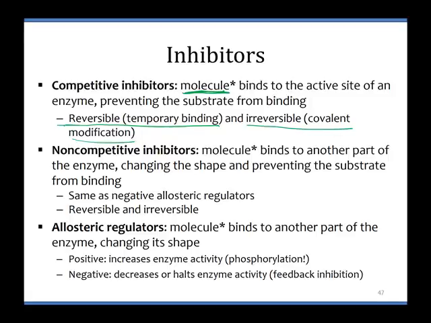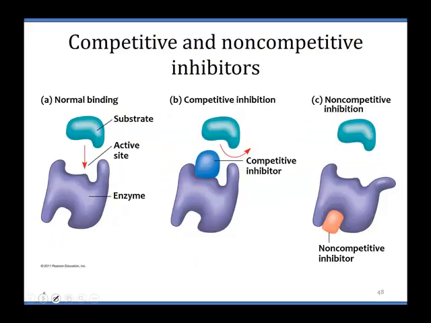Non-competitive inhibitors, on the other hand, are molecules that bind to another part of the enzyme, changing the enzyme shape and preventing the substrate from binding. They are also categorized into reversible and irreversible. And here's where the terminology gets a little wonky. A non-competitive inhibitor is the same as a negative allosteric regulator, which we'll see what those are in just a second. So just keep that in mind, all right? Let me look at competitive and non-competitive inhibitors.